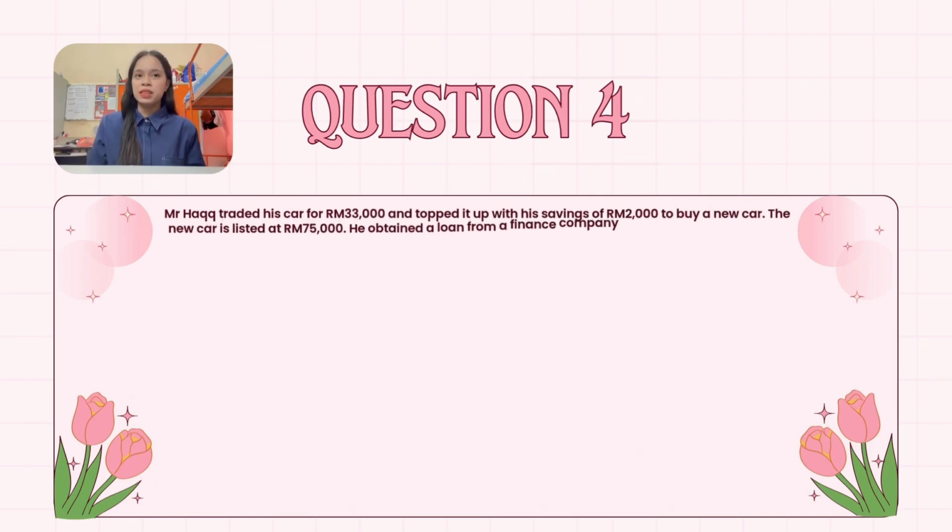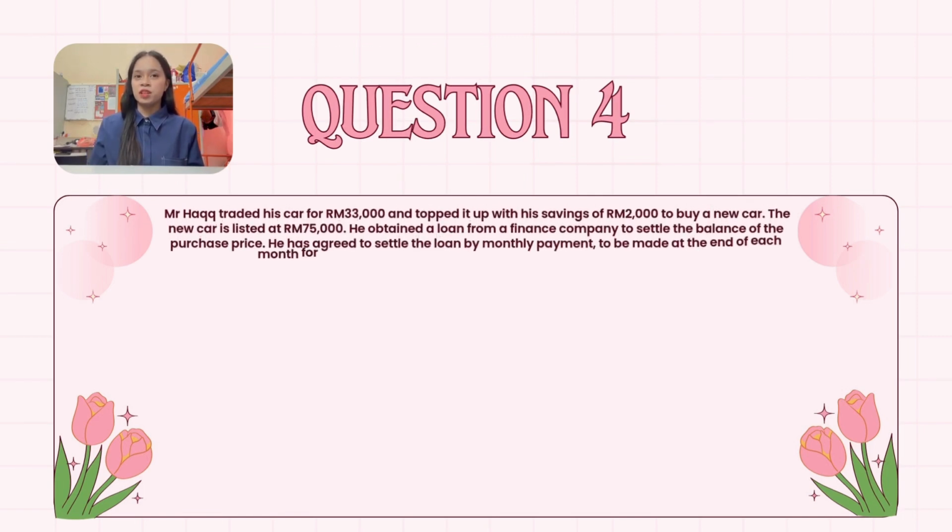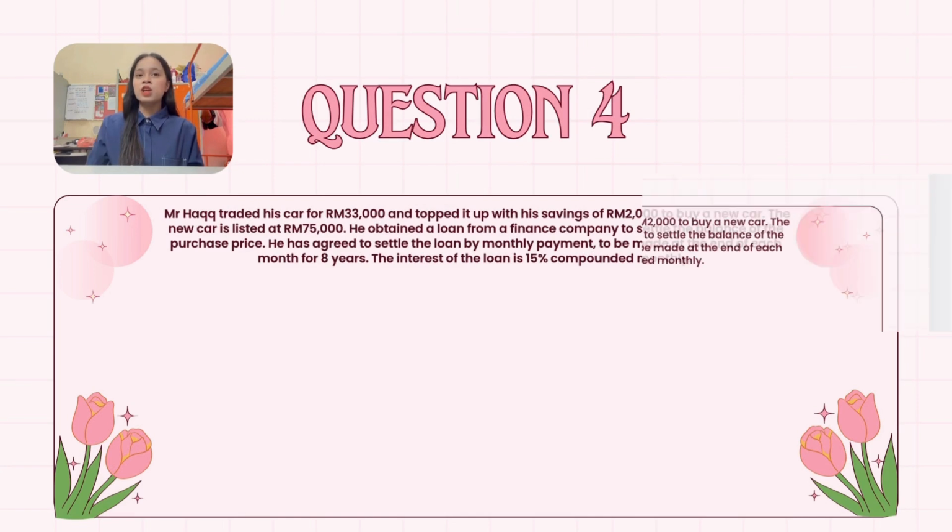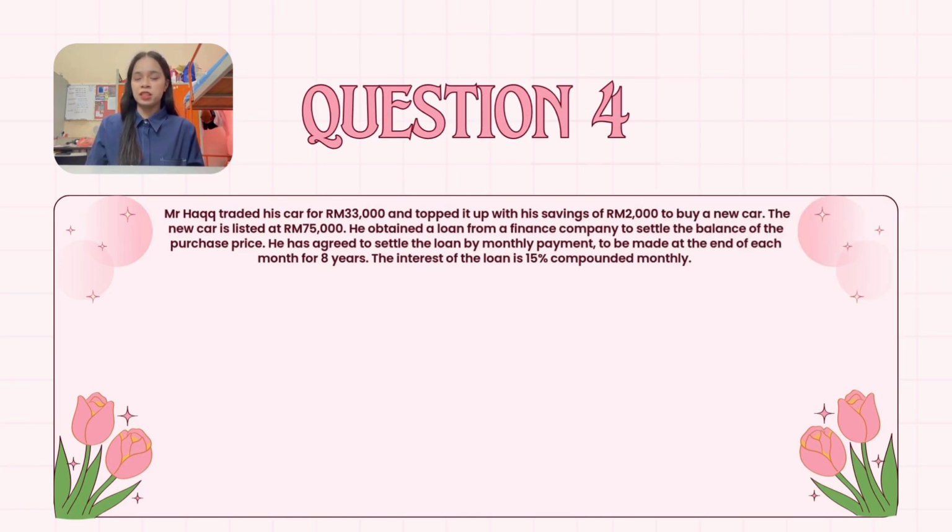Next, I'm going to show you the problem statement. Mr. Haq traded in his car for 33,000 ringgit and topped it up with his savings of 2,000 ringgit to buy a new car. The new car is 75,000 ringgit. He obtained a loan from a finance company to settle the balance of the purchase price. He has agreed to settle the loan by monthly payments made at the end of each month for 8 years. The interest on the loan is 15% compounded monthly. A. Find the monthly payment.